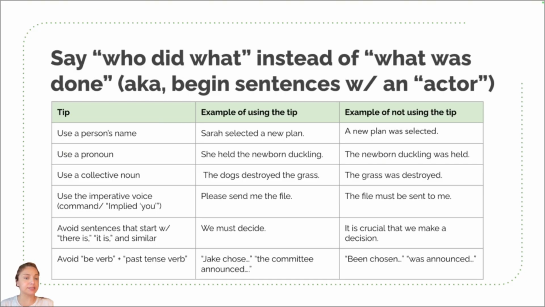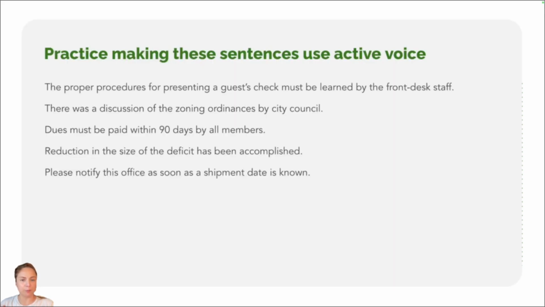So if I say, please send me the file, there's an implied you: please send me the file. And so it's still active voice. We're still putting the who before the what, because if I said that to you, you would know that the who is you when I say, please send me the file. So putting the who at the beginning of the sentence and using active voice creates a simpler, easier to understand sentence. Let's look at a couple practice examples.